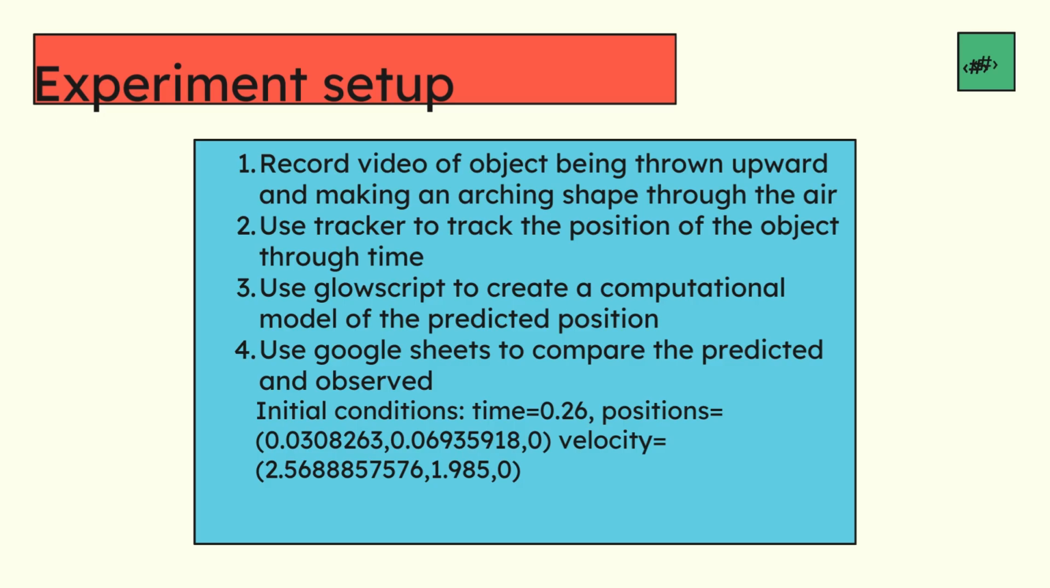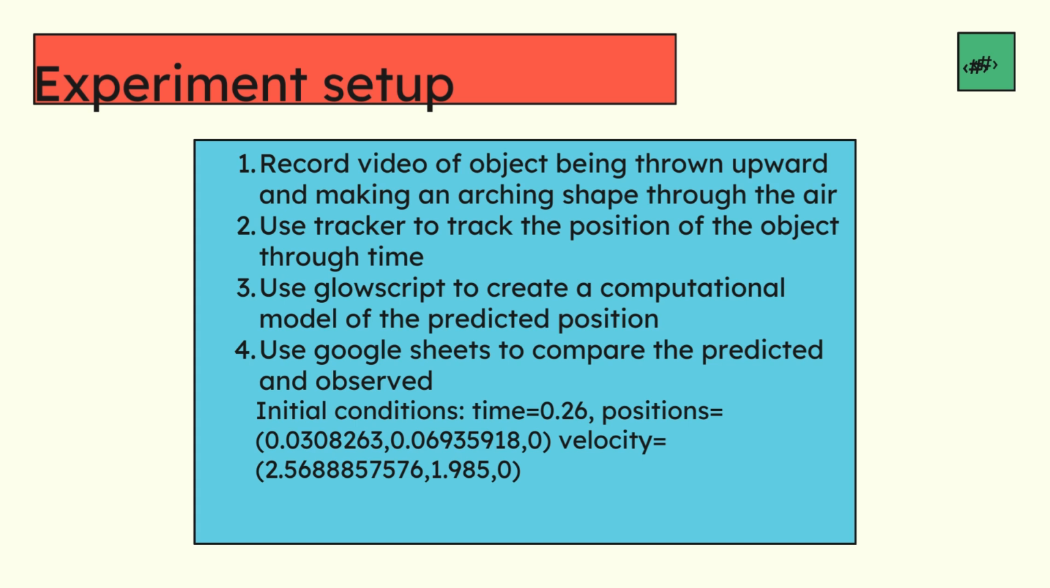So our experiment setup is that we had to record a video of an object. We used a marker cap that was being thrown upward and making an arching shape. Then we used Tracker to track the position of the object through time. Then we went over to our code in GlowScript to create a computational model of the predicted position. And then we compared all of our graphs in Google Sheets to see the difference between our predicted and observed positions over time. Down below, we have the initial conditions, including the initial time, position, and velocities.